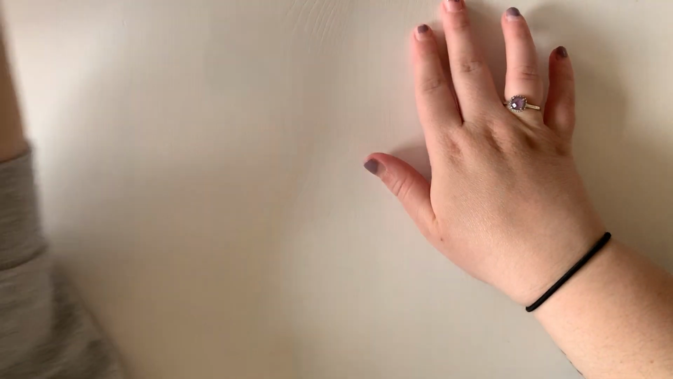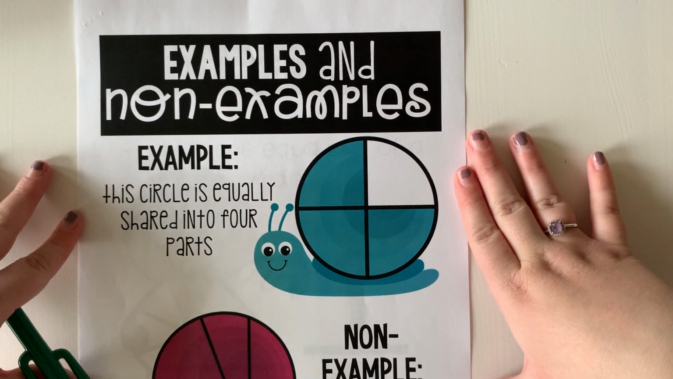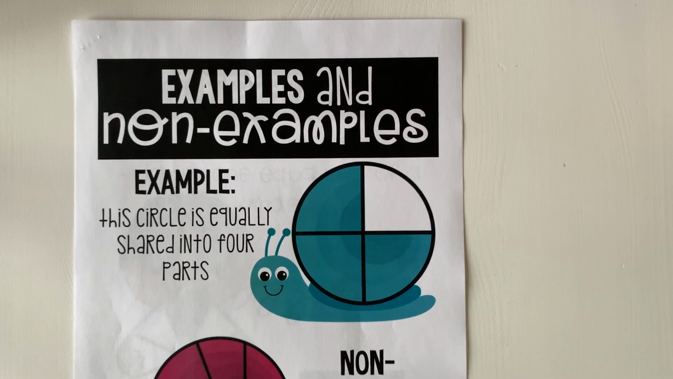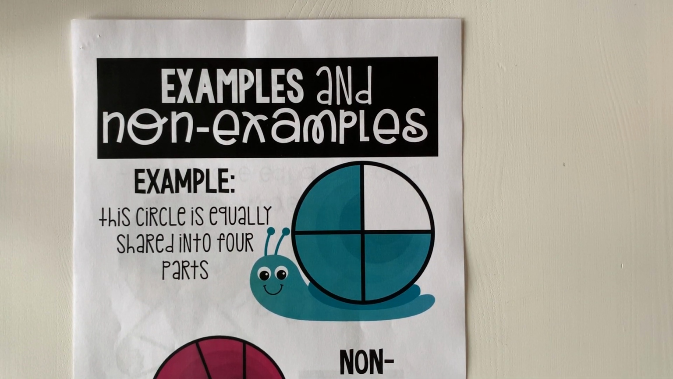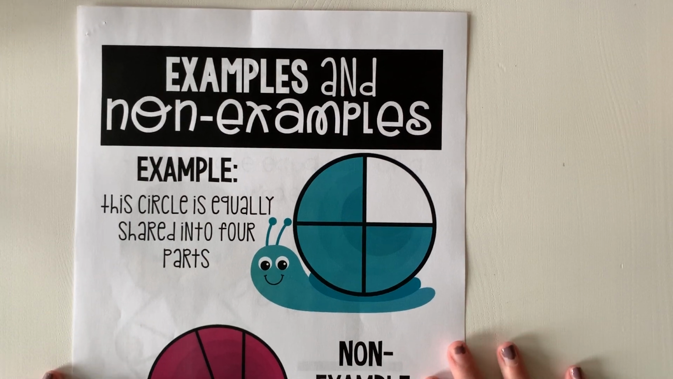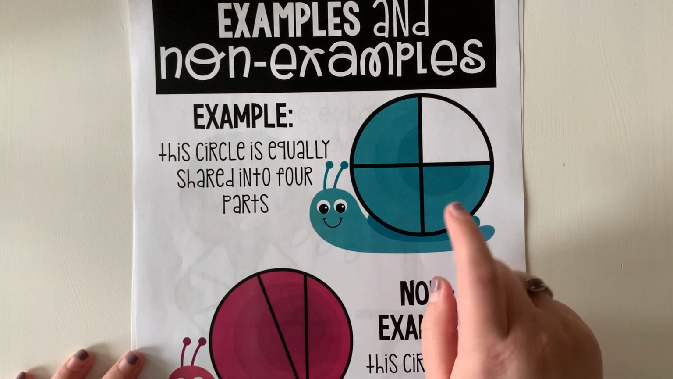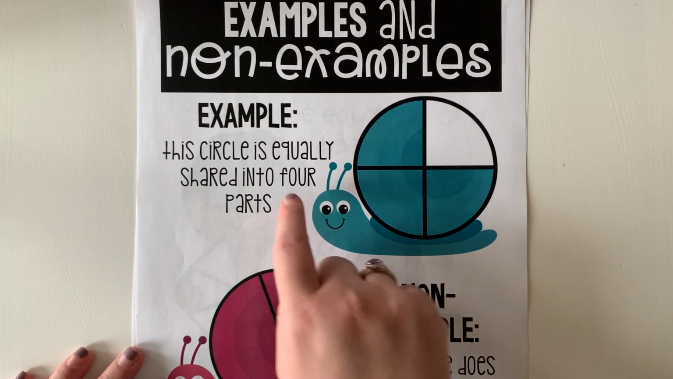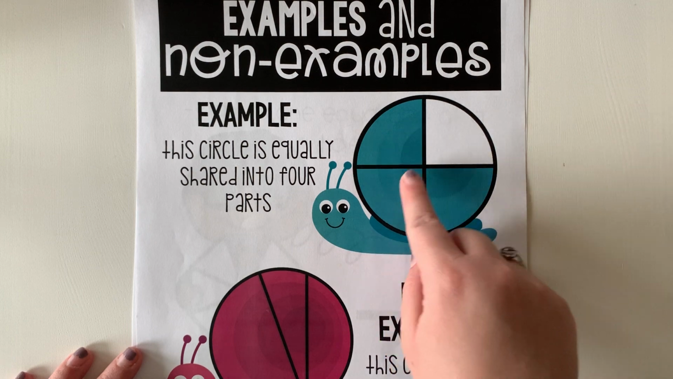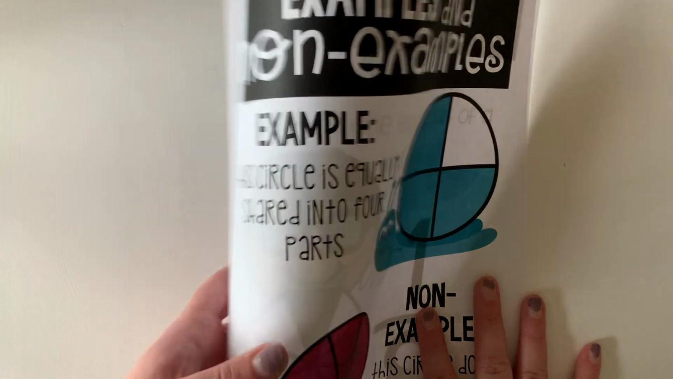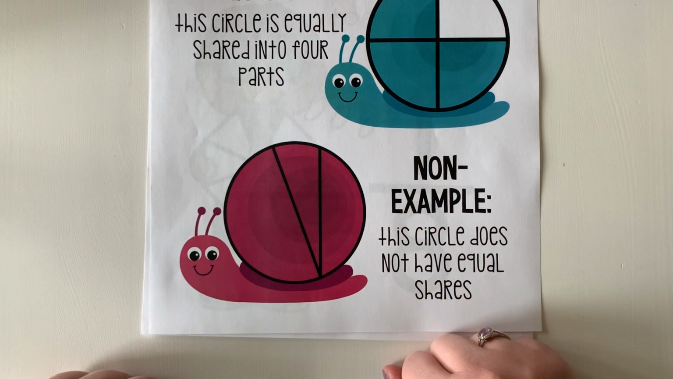Now, let's do this one first. Here are example and non-examples of fractions. Ooh, let me get back up so you can see the whole page, sort of. So an example is this snail's shell is equally shared in 4 parts. So all of these pieces are the same size. A non-example is this snail shell down here.